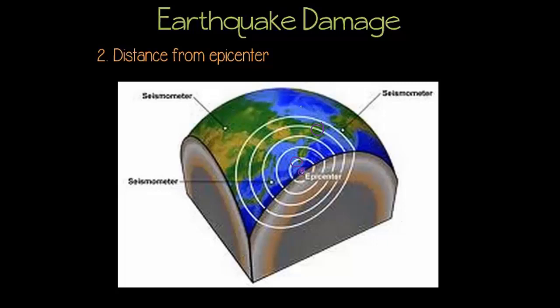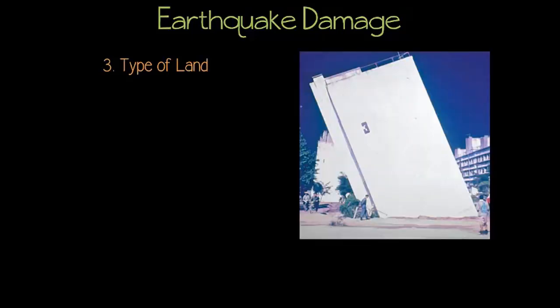So these first 2 factors are really based on the earthquake itself, how strong it is and how far away it is. The next 2 factors are based on the conditions where you are. The third factor is the type of land that you're on. Softer land will result in more earthquake damage, while firmer land will result in less earthquake damage.